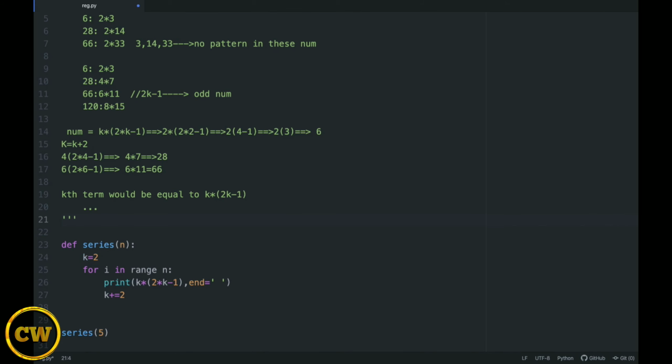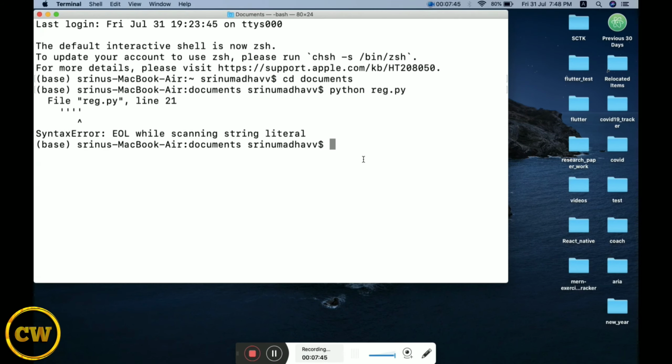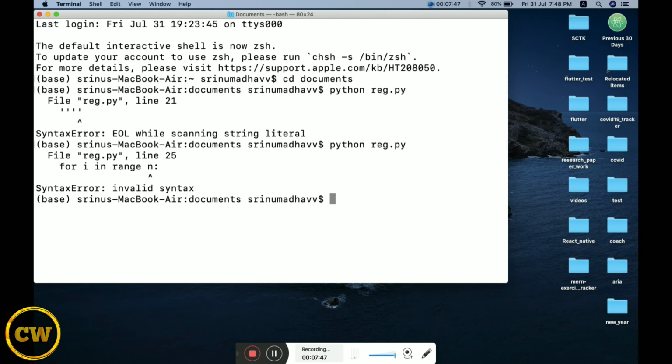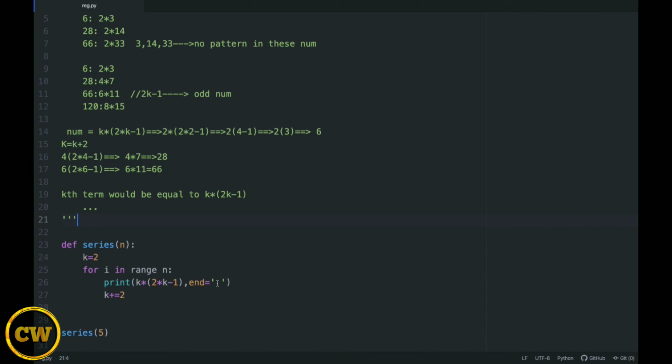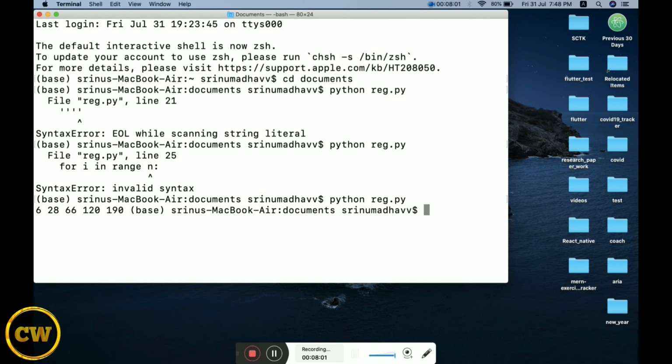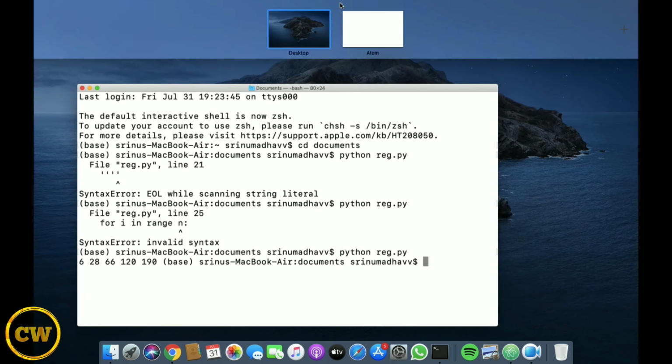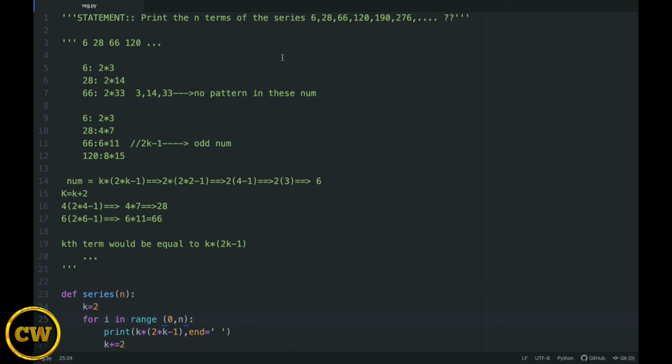Let me fix the error in the range. See, here we got the series 6, 28, 66, 120, 190. Is that what we want to print? Yeah.